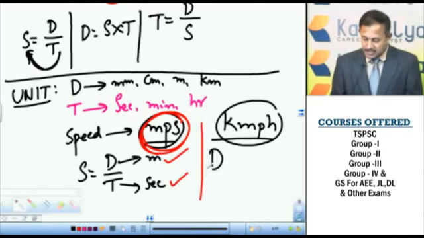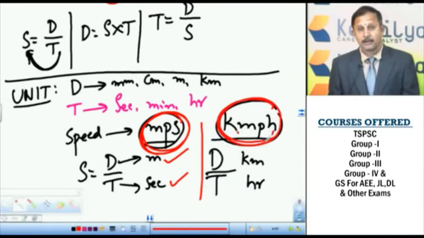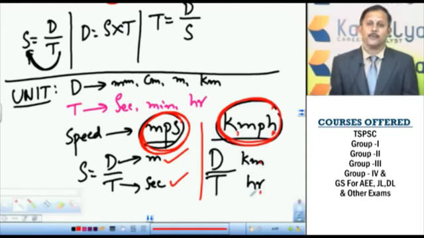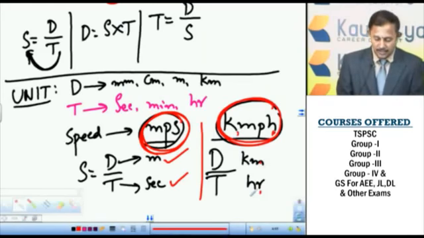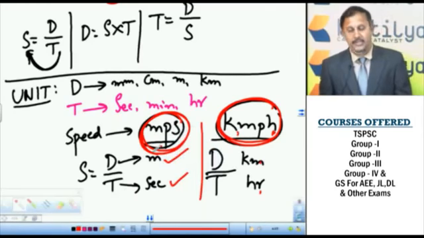Suppose the distance is measured in kilometers, then we have to take the time period in hours. In such a case we can get the speed in the unit kilometer per hour. The distance must be in kilometers and the time period must be in hours, then you can get the speed in kilometer per hour. If the distance is in meters, the time period must be in seconds, so that we can get the speed in meter per second.